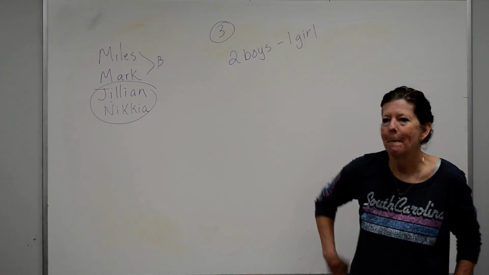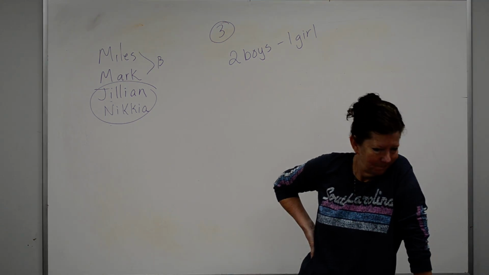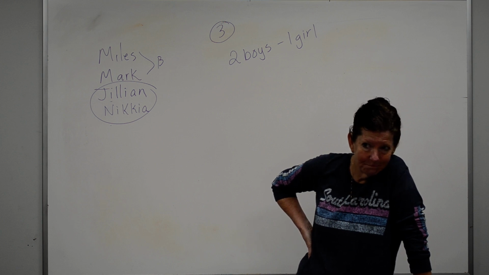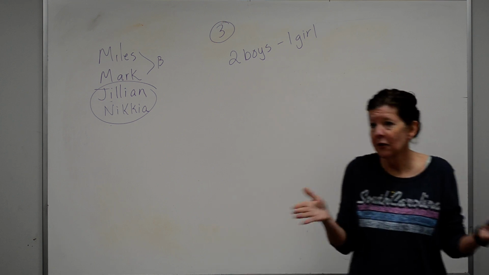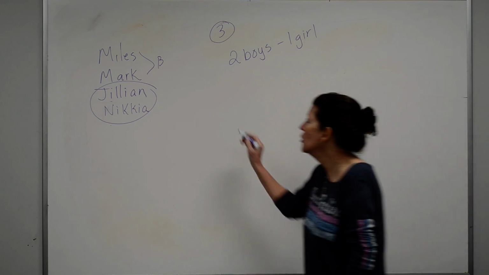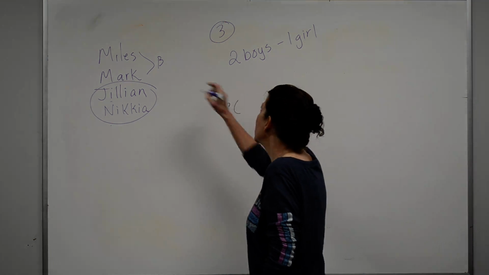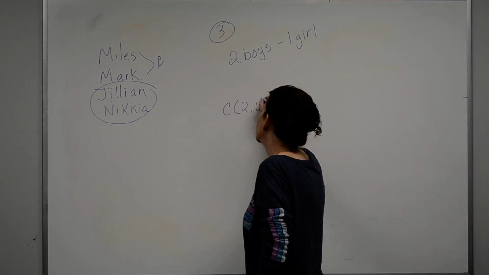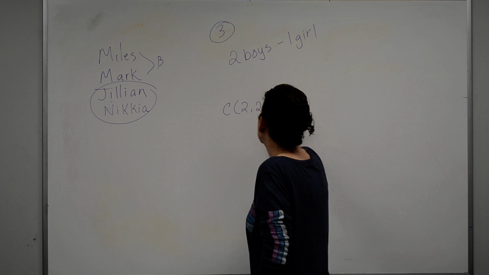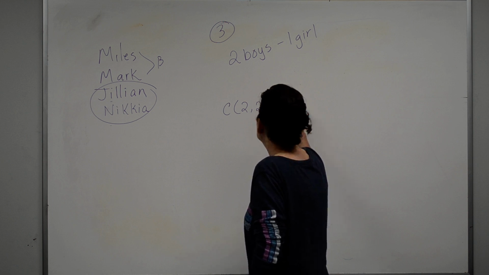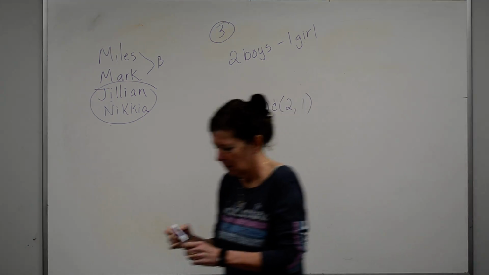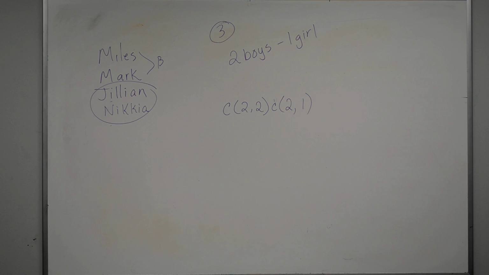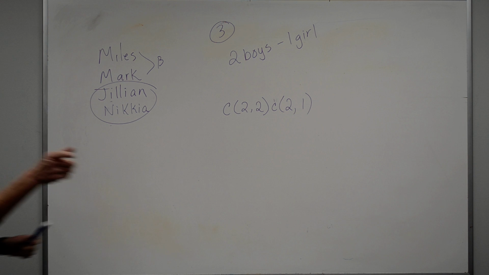Got it? Okay, you could do it with combinations. There's no order here, so it's combinations. You could do it with a combination of two things taken two at a time times a combination of two things taken one at a time. Okay? That'd work. I probably wouldn't have done that. Just two. It's just two, okay?